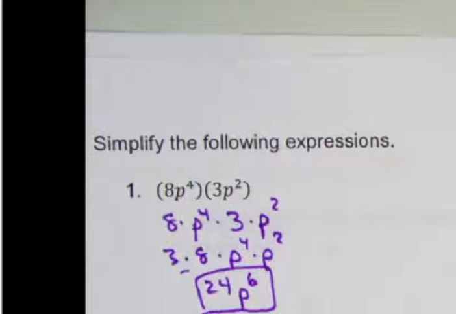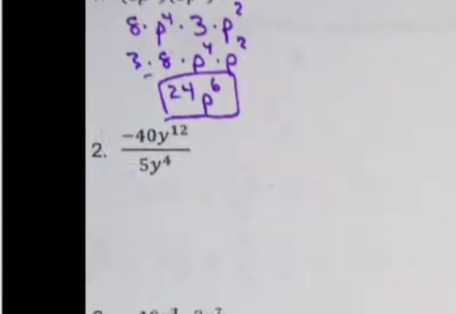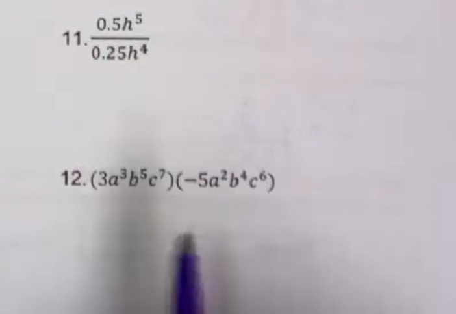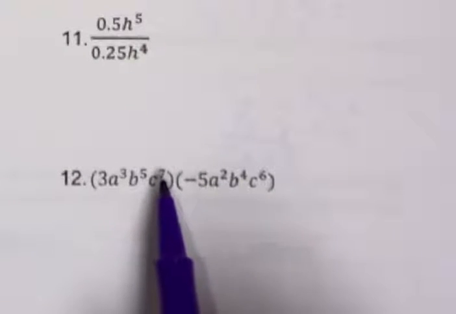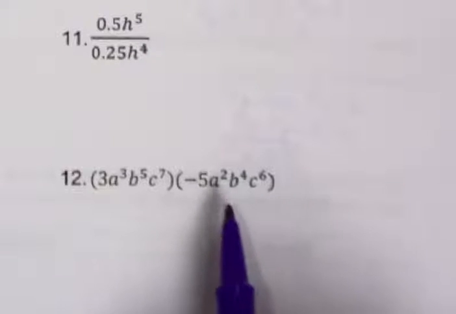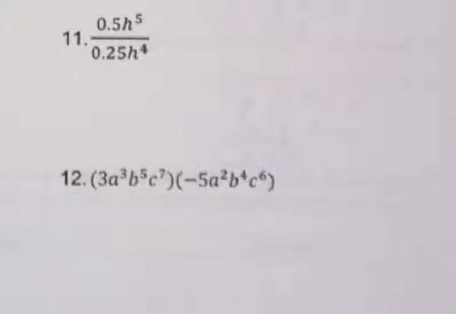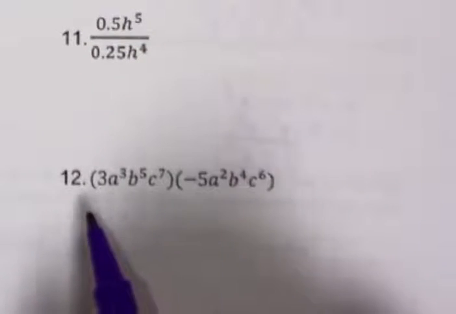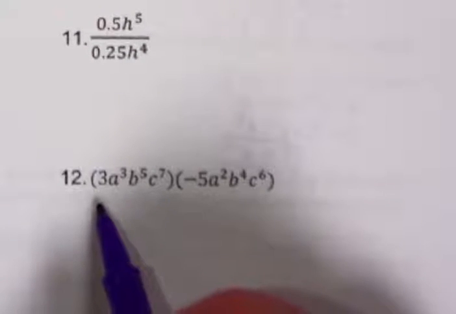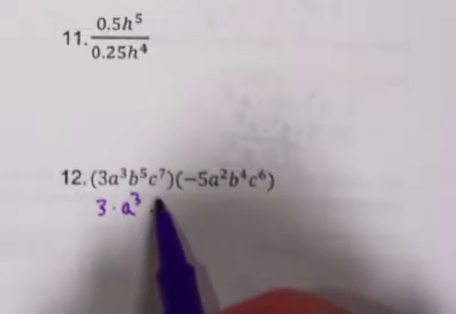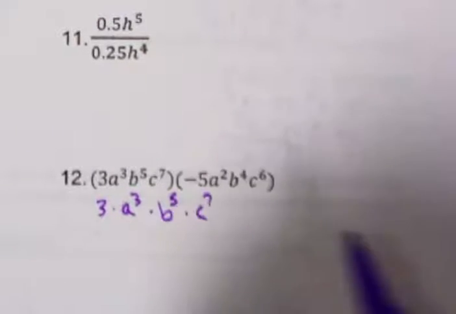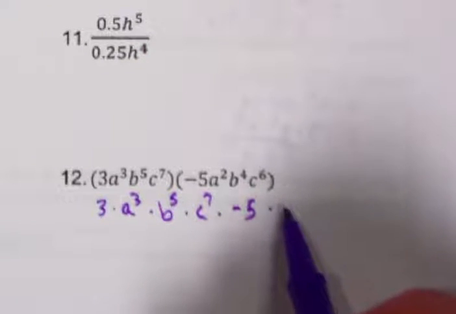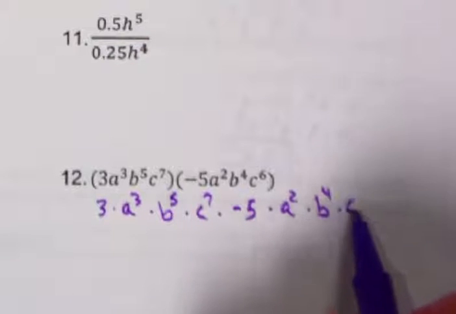Okay? Please skip down to number 12. In number 12, I have 3a cubed b to the 5th c to the 7th times negative 5a squared b to the 4th c to the 6th. There's a lot of variables here, a lot of different things that look like it's going on, but it's really not that bad. I can do the same thing that I did before, just recognize that I have 3 different bases. So the first thing I'm going to do is get rid of those parentheses, since all they mean is multiply. So this says 3 times a to the 3rd times b to the 5th times c to the 7th times negative 5 times a to the 2nd times b to the 4th times c to the 6th.